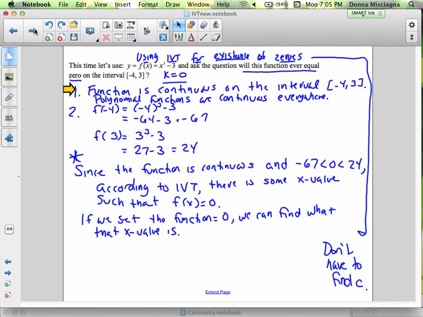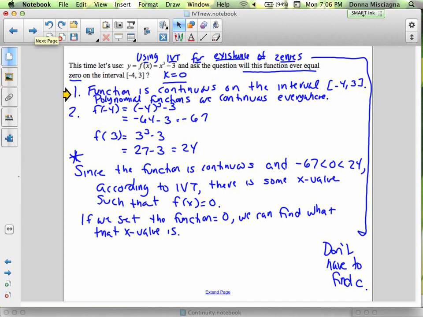So this time we're going to use y equals f of x equals x cubed minus 3 and ask this question: will this function ever equal 0 on the interval negative 4, 3? Here we're using the intermediate value theorem for the existence of zeros. So here k is equal to 0.